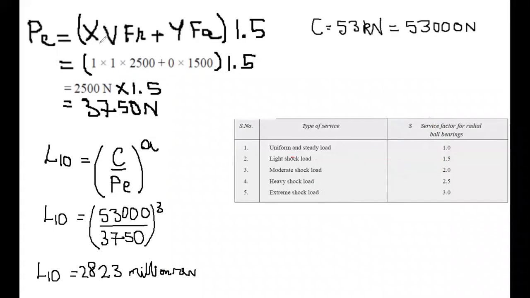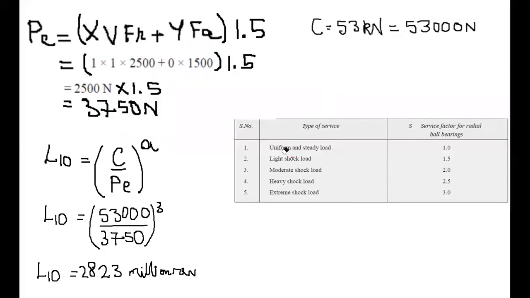So obviously from the table we found out X as 1. Inner race rotate assumption we have done, so V is 1. FR is given 2500 in the numerical. Y is 0, we found out from the table right now. Y is 0 and FA, so this whole thing will become 0 and this will become 2500. So 2500 into 1.5 is 3750 Newton.